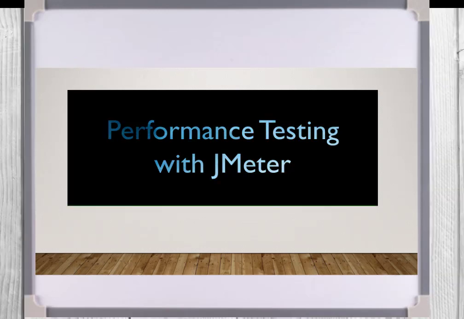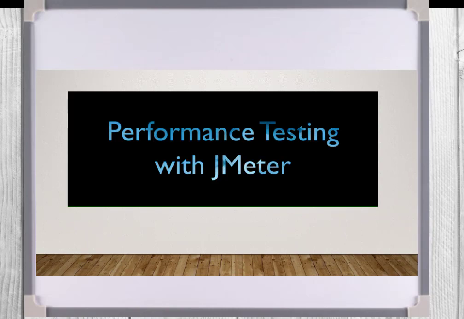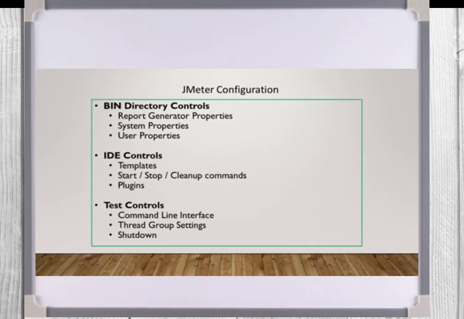Thanks for joining me. This lab session is entitled JMeter Configuration. The JMeter bin directory contains several property files that can be reviewed. There are some items in the JMeter IDE that should be considered, and there are test controls to consider each time a new test is developed.